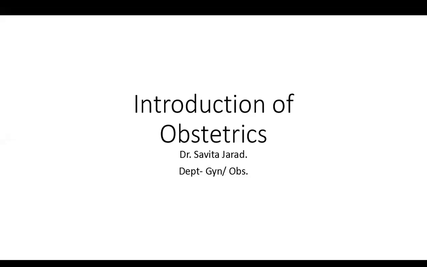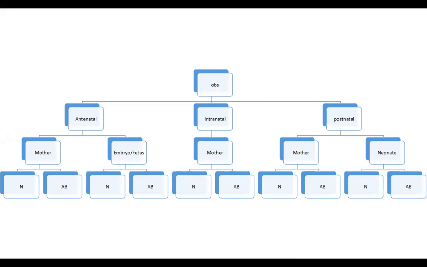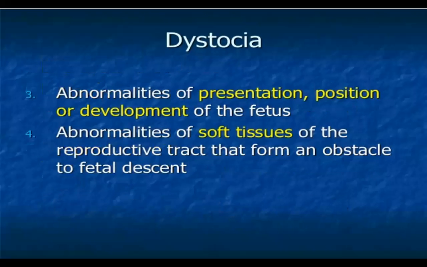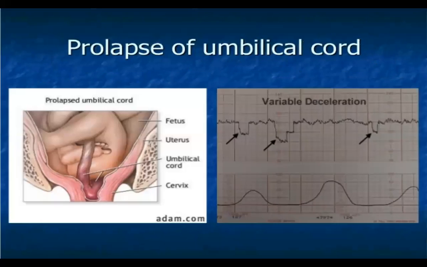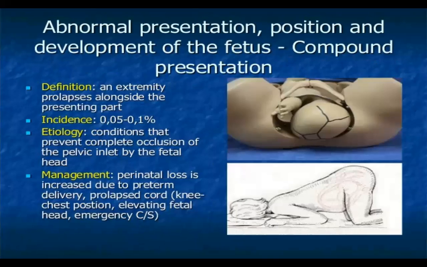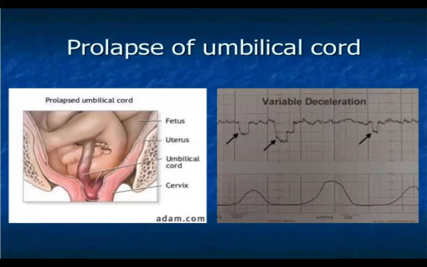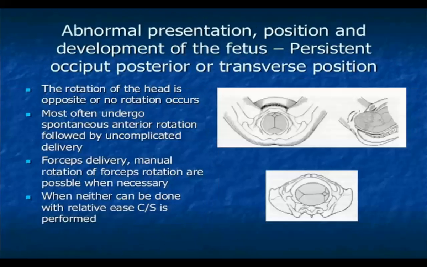So we are going to continue the topic related to dystocia that we have been seeing. Dystocia is the abnormalities in labor that we saw in the previous lecture. Now we are going to continue with abnormal presentation, position and development of the fetus, that is persistent occipital posterior or transverse position, which can lead to dystocia.